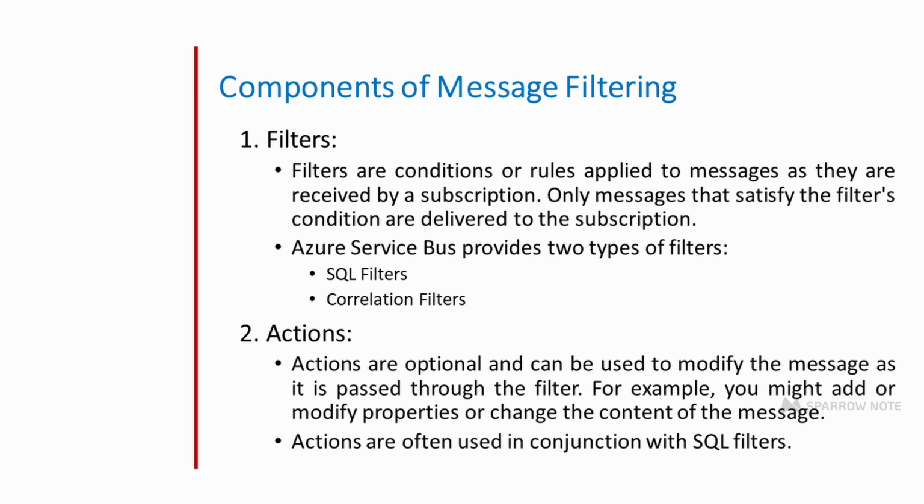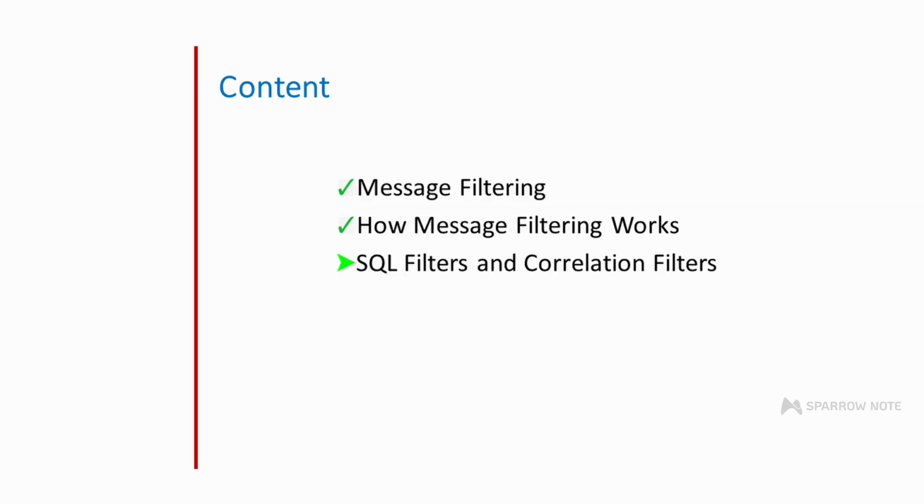Actions. Actions are optional and can be used to modify the message as it passes through the filter. For example, you might add or modify properties or change the content of the message. Actions are often used in conjunction with SQL filters. Next, we will look at the different types of filters: SQL filters and correlation filters.